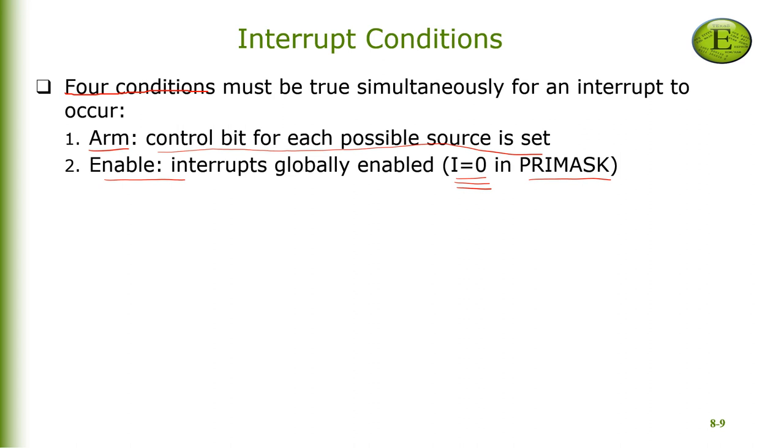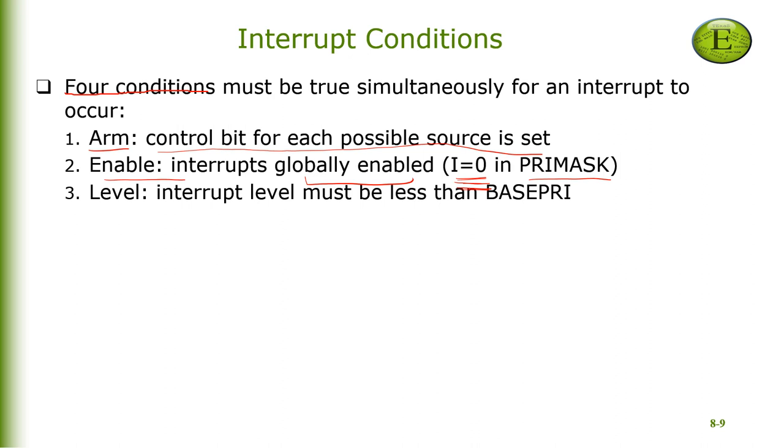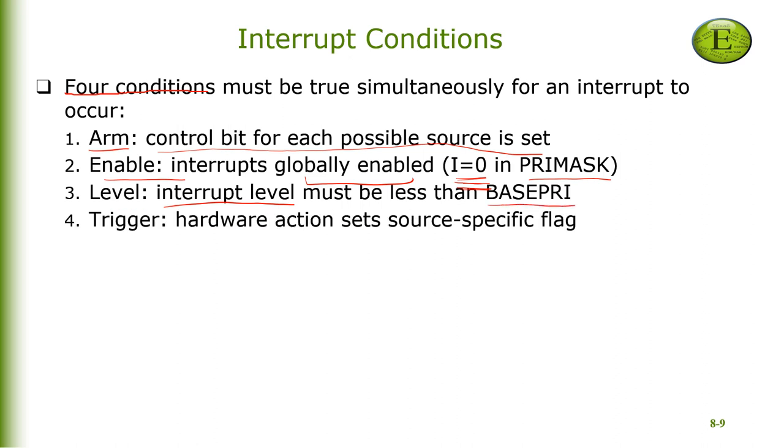So this is a bit counterintuitive. The global interrupts are enabled when the I bit is equal to 0 rather than 1. The interrupt level, or the priority level of the device, is less than the value in the base priority register. And the fourth condition is the trigger, which means that the device has actually generated an interrupt.